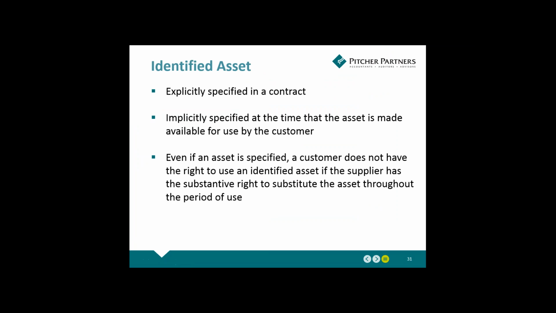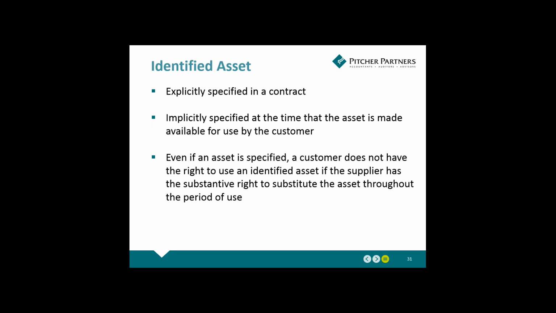So if we look at identified asset, as I said, there's a lot written in the standard and in the appendix to the standard on answering each of these questions. Now, I don't have the time to look at each of the questions. I'm just trying to give an overview today. I've just selected certain areas to talk about, and the one is identified asset. So the identified asset should be, one alternative, explicitly specified in the contract. Or it could be implicitly specified at the time that the asset is made available for use by the customer.